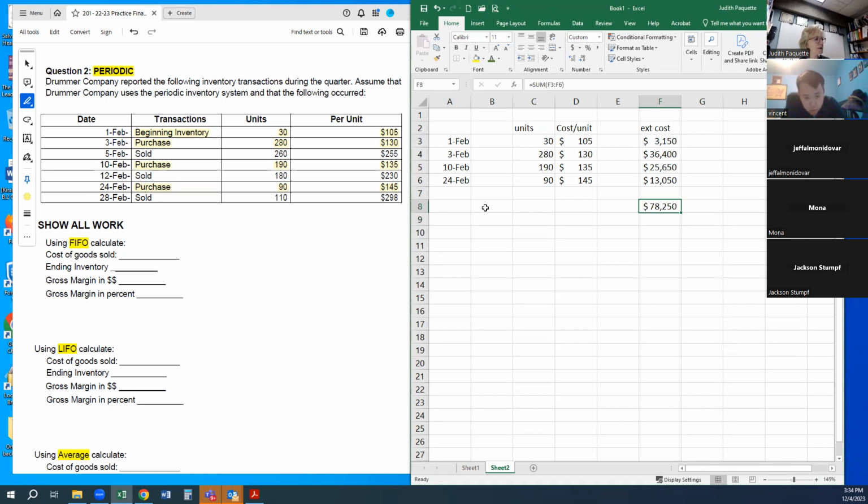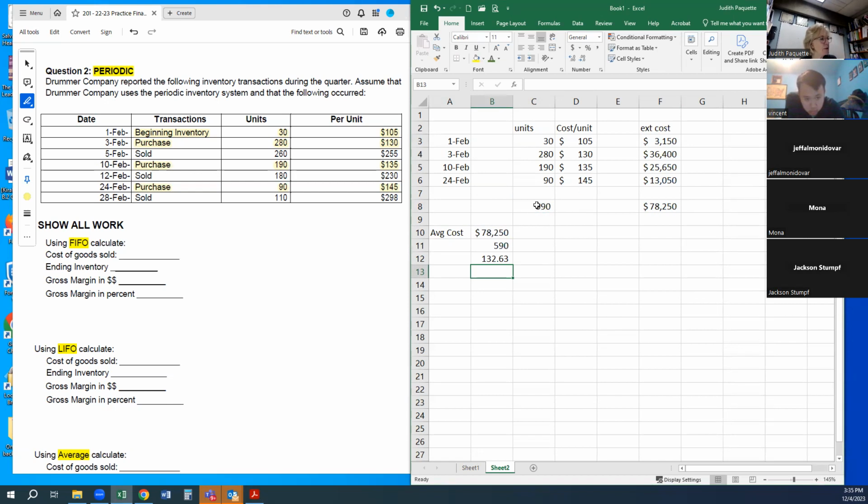Okay, so the total cost. Total units: we have 590. And the total cost of those units was 78,250. For average cost, we take total cost over total units and divide it out. I got 132.63. And what does the solution say? It says 132.63.